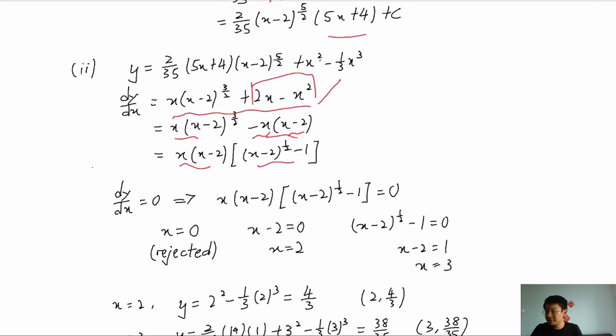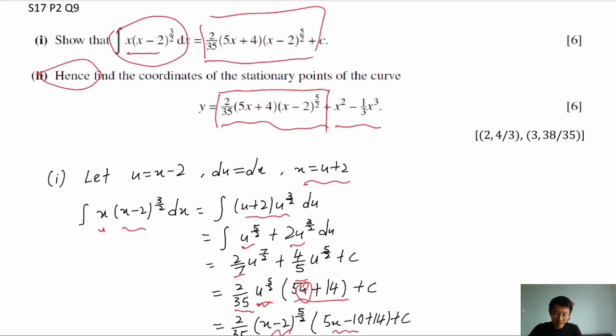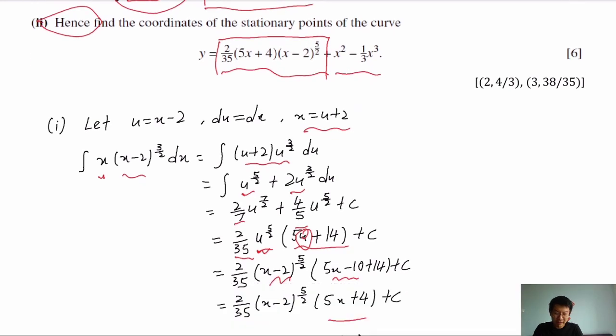Next is to find the stationary point. For the stationary point, we have dy/dx equal to 0, and from there just make each of the terms here equal to 0. For the first one, we have x equals to 0. For this one, we are going to reject that. Why do we reject it? We just have to go back to the question. We are going to reject this one because it is not going to satisfy this equation. So we are going to reject the value from that.